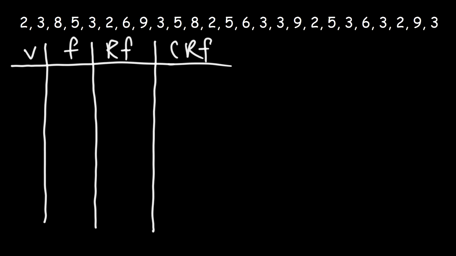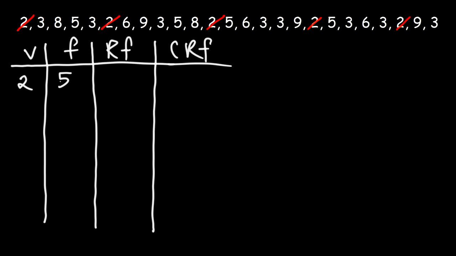So let's start with the lowest value in our set. The lowest data value is 2. Now we need to determine how many 2's are in our data set. So we have 1, 2, 3, let's see, 4, 5. So therefore the frequency for that value is 5.